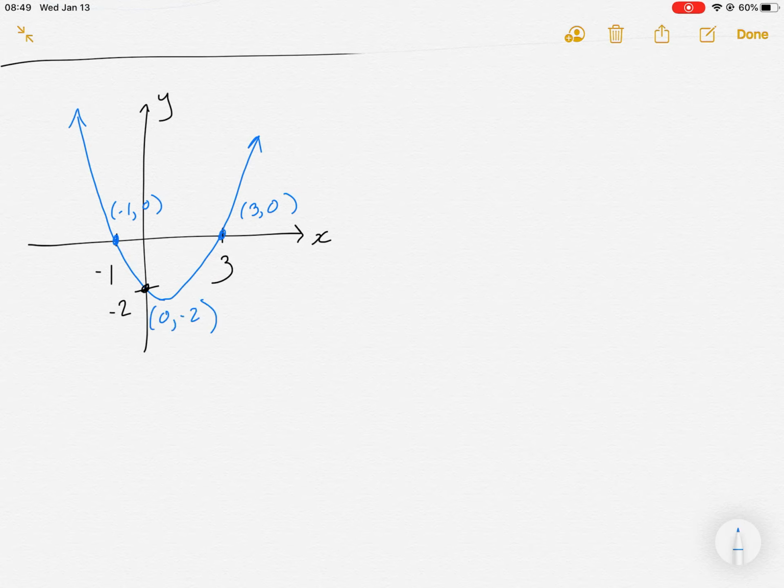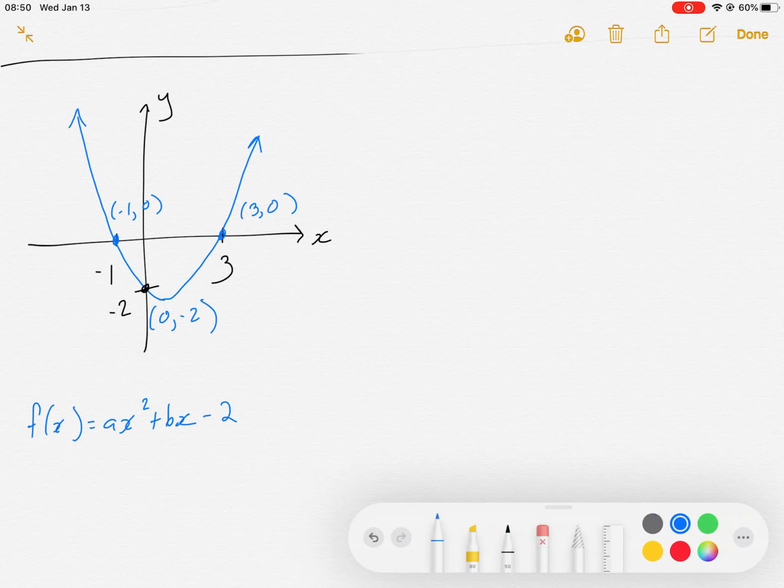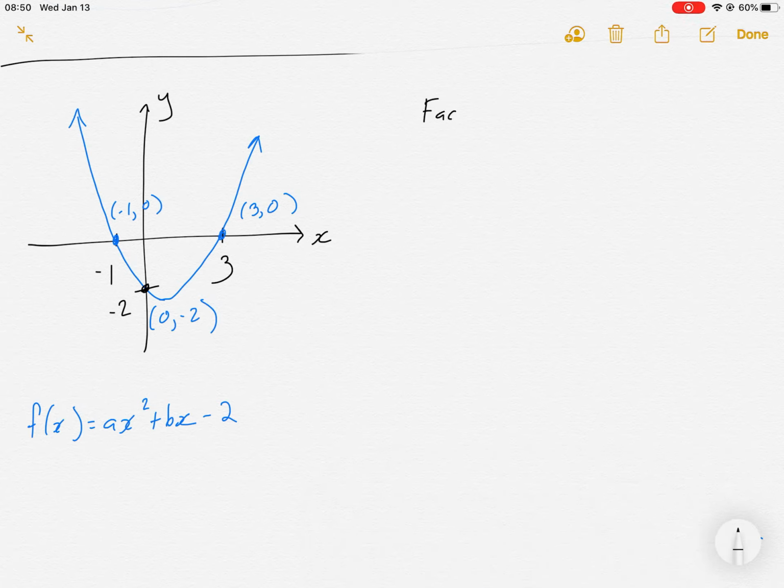Now I want to point out, if you were trying to do general form, you could actually get some of the information. You know that it's going to be ax squared plus bx minus 2. But getting that a and that b is really difficult just straight from the graph. It's hard to figure that out. You'd have to plug some points in, do a system of equations, which just doesn't sound good. So we're actually going to use a new format, which is called factored form.